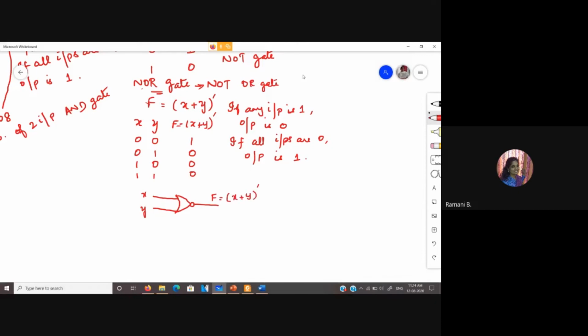Okay, and the IC used for this is, I think it is IC 7402. I have a doubt with it. I will let you know maybe later. Okay, IC 7402 is the NOR gate IC. So that is with respect to the NOR gate.